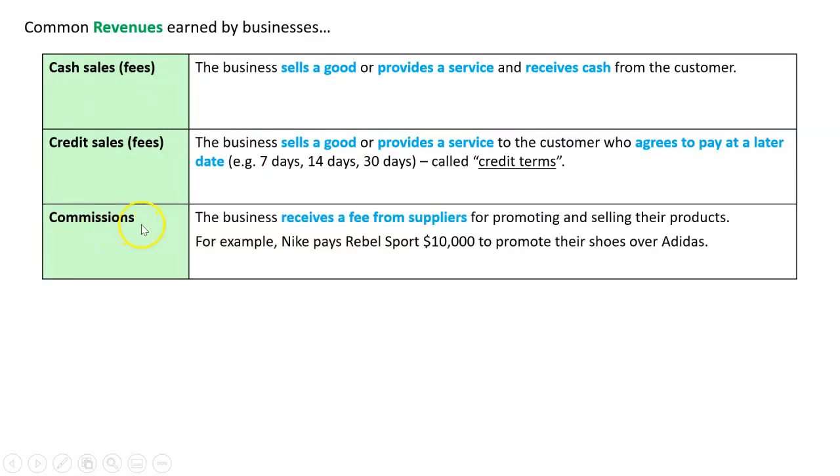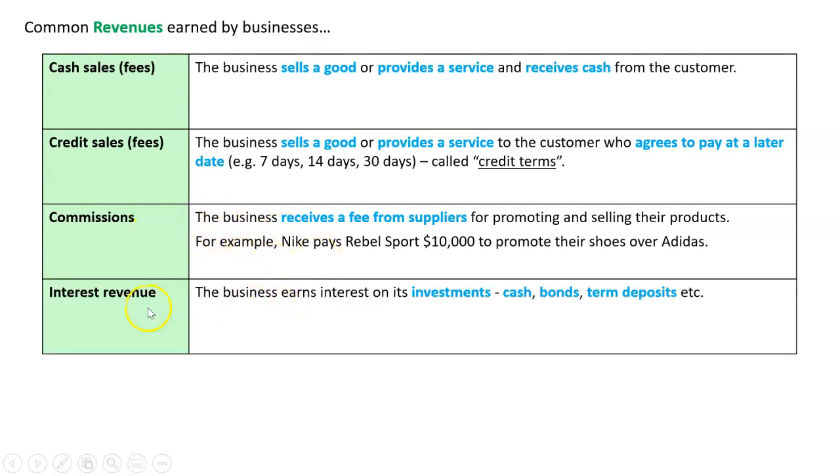So one is a commission, and we'll talk about this in more detail later, but basically the business receives a fee from its suppliers for promoting and selling their products. So how would that work? Well, for example, if I'm Rebel Sport, Nike might pay us $10,000. Shouldn't it go the other way? Shouldn't Rebel Sport pay Nike because they bought shoes from them? Yeah, but we're just saying Nike might pay Rebel Sport $10,000 to say, put up big posters in their store saying buy Nike shoes instead of Adidas. Or maybe to encourage the sales staff to recommend Nike shoes. So that's a commission. Different to a sale. You have to actually make a sale for these ones. These ones, the supplier just gives you money for promoting their product.